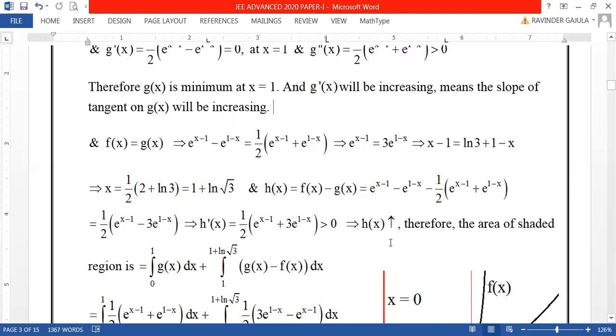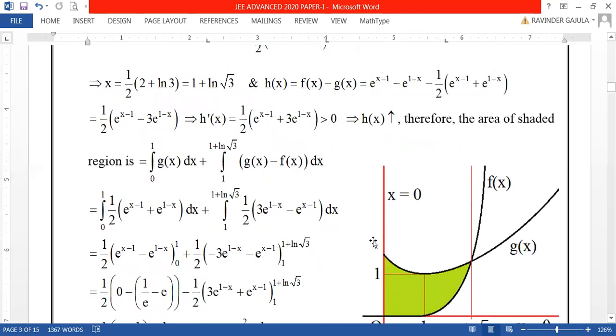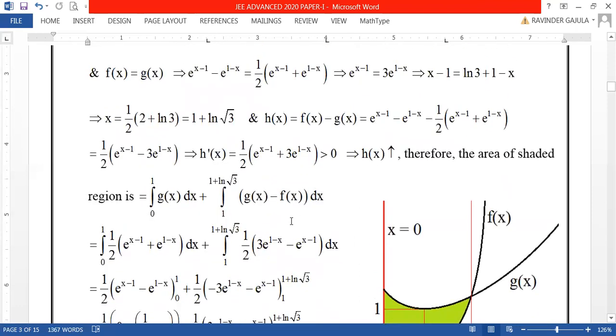Therefore, from all this, you can have the curve like this. Of course, some interesting features we want to know about f of x and g of x. Because this is 1 plus log root 3, just more than 1, these two curves will be intersecting on the right side of 1, right?